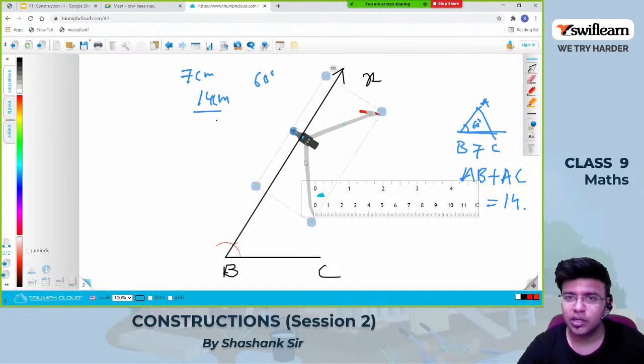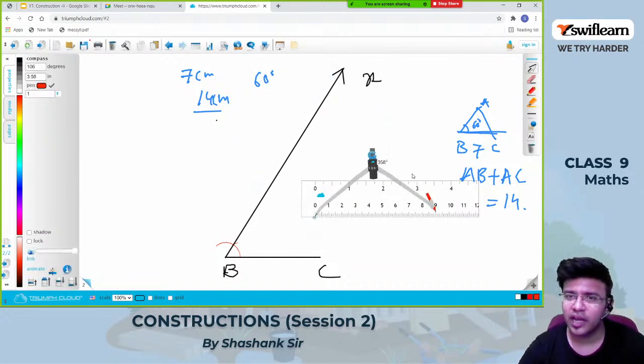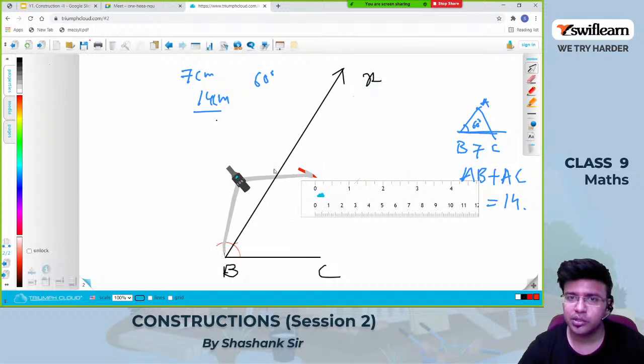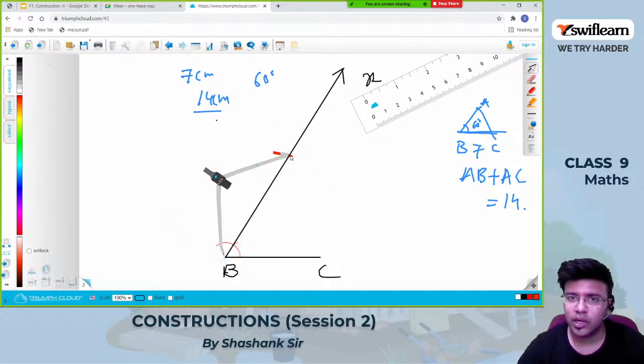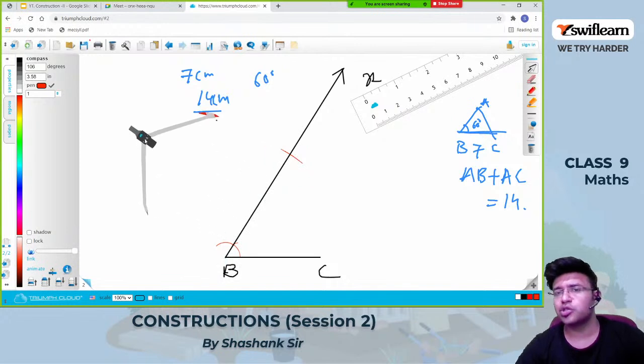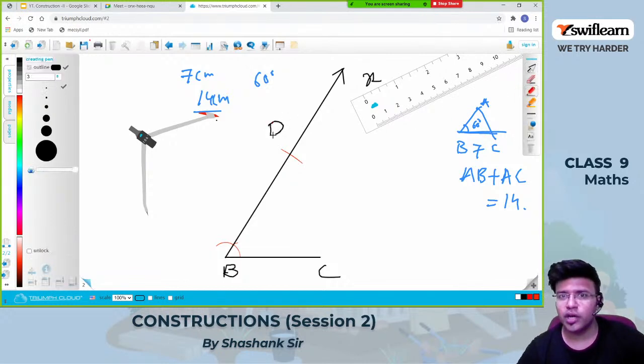Now for the purpose of illustration I will draw a rough diagram. See how I will draw that 14. देखो यहाँ पे. I'm keeping my compass here. It will intersect here. Now let this point be D. ये हम लोग इसको पॉइंट D बोलेंगे. Now what is BD? BD is nothing but AB plus AC, which is equal to 14 centimeters.